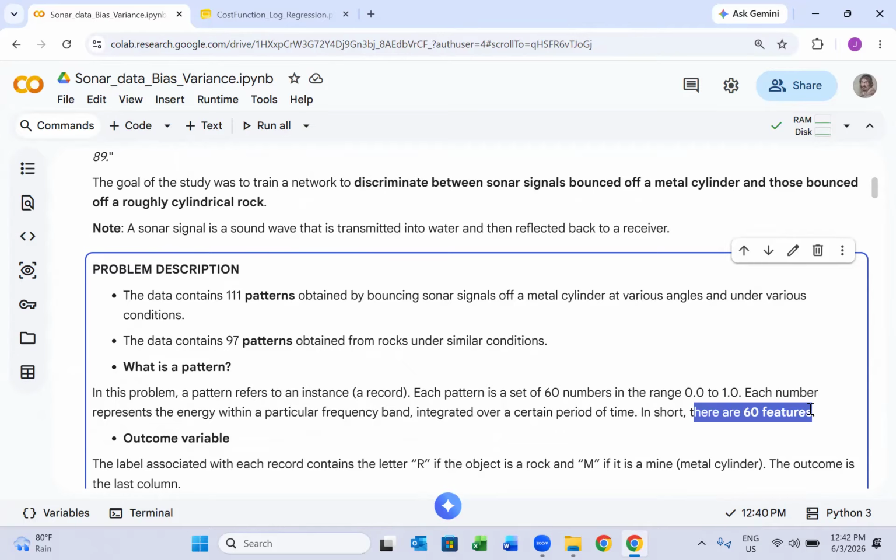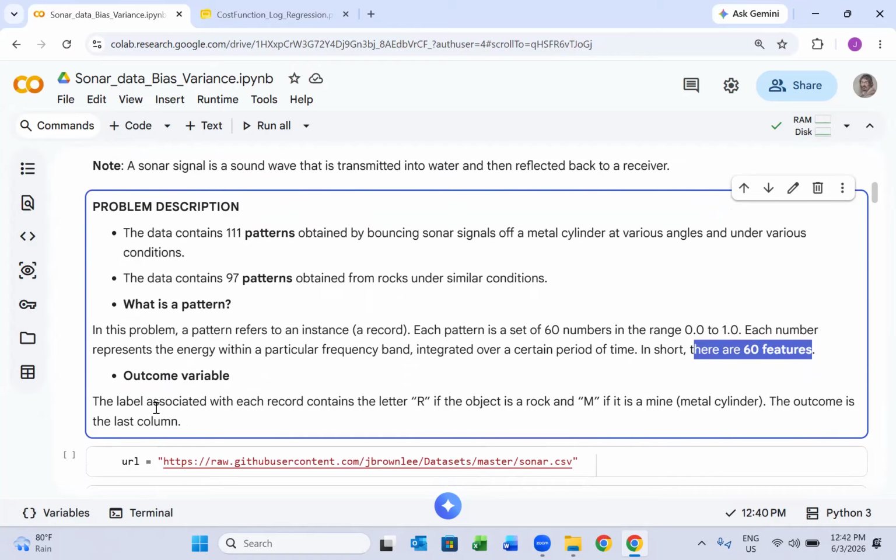All right, and the outcome variable is the label associated with each record, which is either R, meaning the signal is coming from a rock, or M, meaning that the signal is coming from a metal. So this is a binary classification problem with two classes, R and M, okay? And the outcome is the last column in the data set, okay?